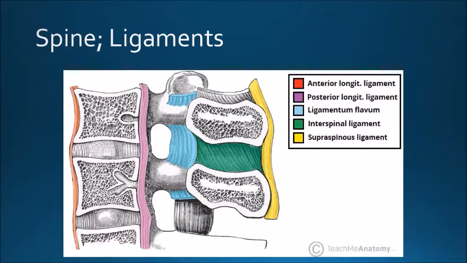Important ligaments of the spine, starting from most posteriorly, we have the supraspinous ligaments. Then we have the interspinous ligaments. Then we have ligamentum flavum posterior to the spinal cord. Then anterior to the spinal cord, we have the posterior longitudinal ligament. Then anterior to the vertebral body, we have the anterior longitudinal ligament.